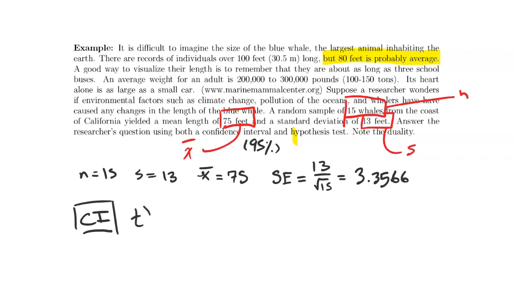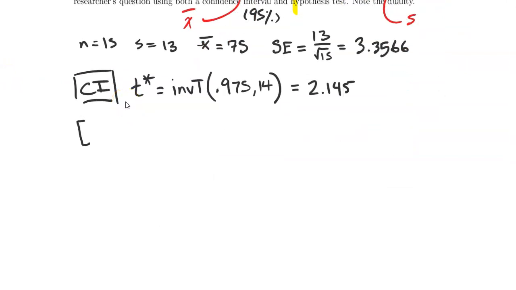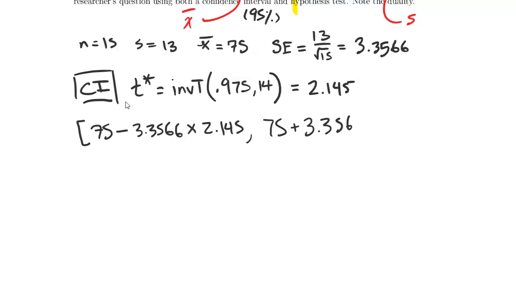So t star is going to be the inverse t of 0.975 with 14 degrees of freedom, because n was 15, so the degrees of freedom is 14. And we actually calculated this in the last video to be 2.145. So our confidence interval is 75 minus 3.3566 times 2.145 up to 75 plus 3.3566 times 2.145, which is equal to 67.8001 up to 82.1999.